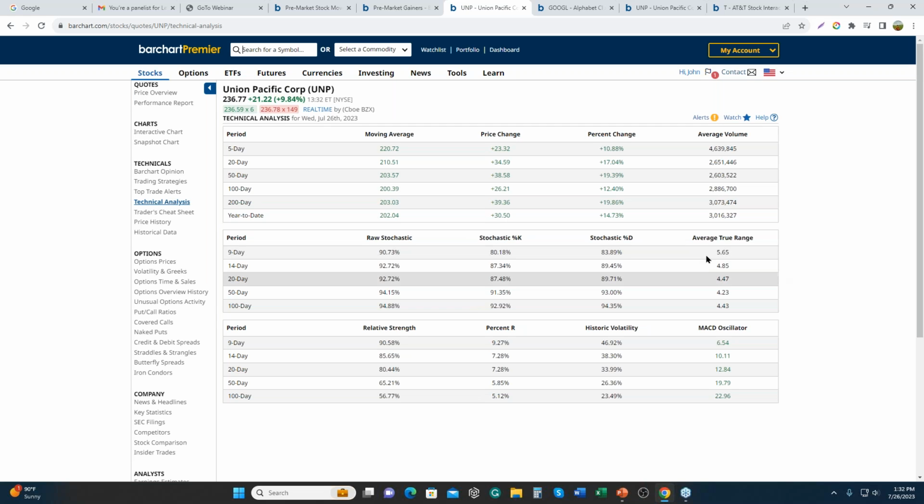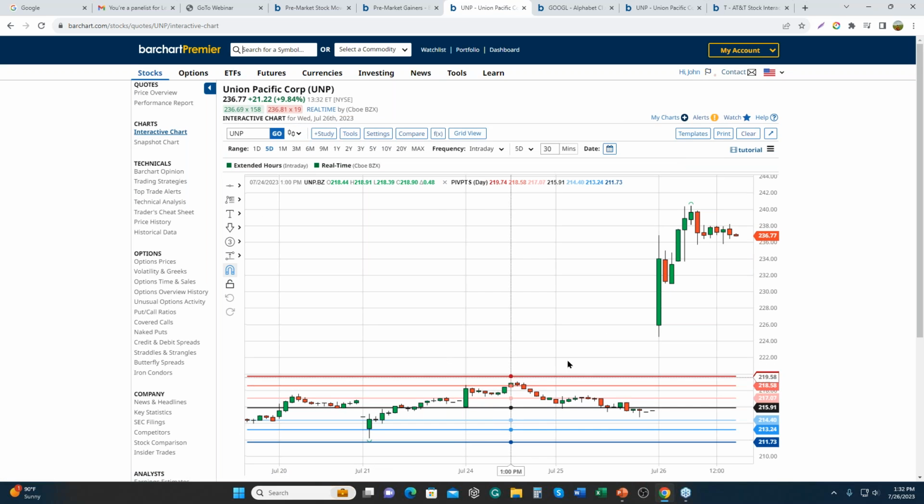But what we're using it for is a measurement of how much price can move during the regular trading hours. And you can see my 9-day average true range, which is taking in a little bit of today, is around $5.50. But if I take a little bit longer time, I get to about $4.85. So I'm going to come back to my chart.